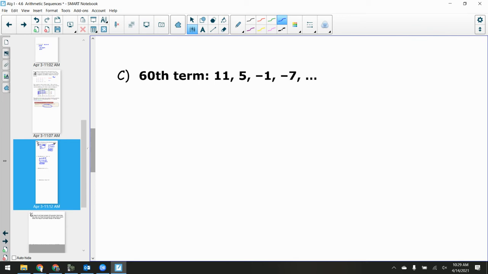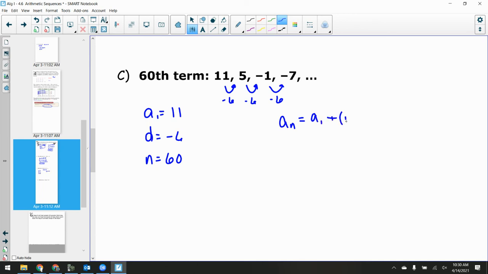So my d is -6. What's my n that I'm looking for here? 60. I'm looking for the 60th term. And my a sub 1, what is that? 11. My starting term. So remember my formula is a sub n is equal to a sub 1 plus n minus 1 times d.